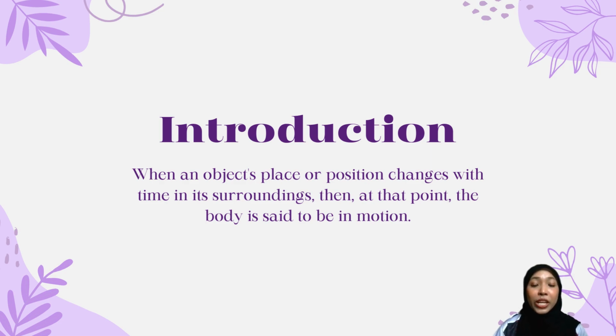As for the introduction, what is actually kinematic motion in a straight line? Kinematic motion in a straight line describes when an object's place or position changes with time in its surroundings. Then, at that point, the body is said to be in motion.